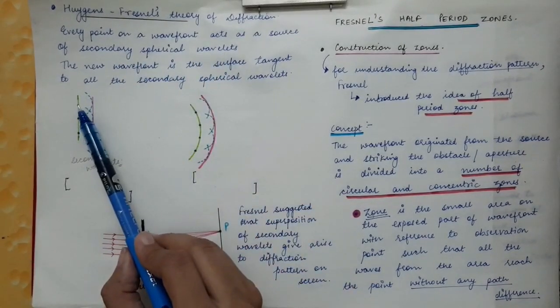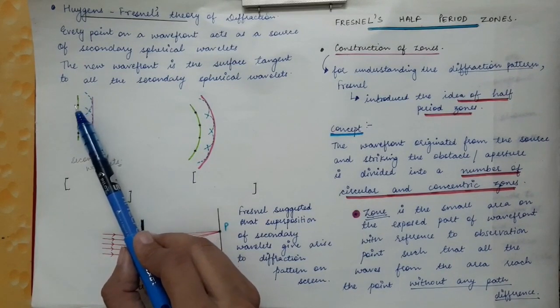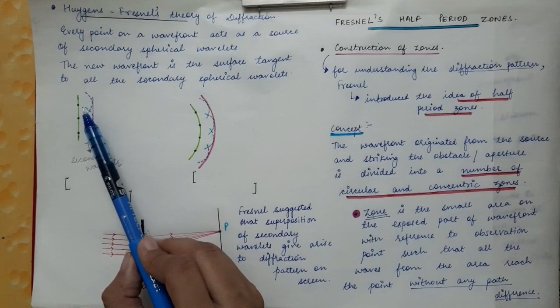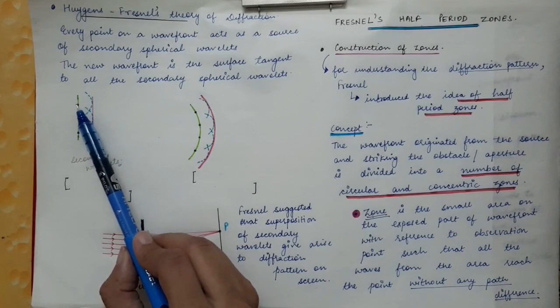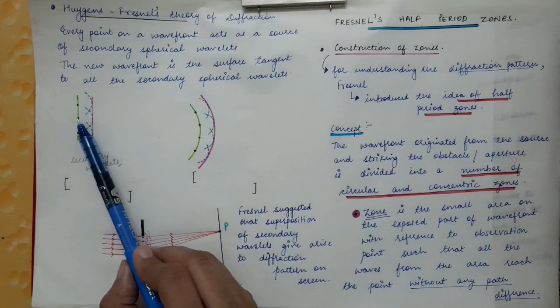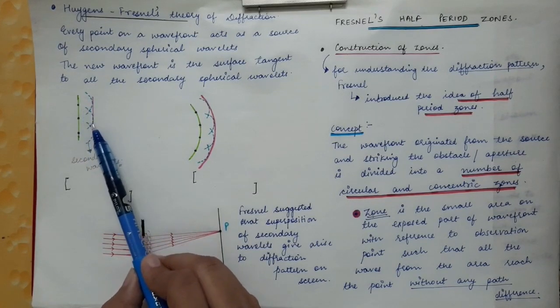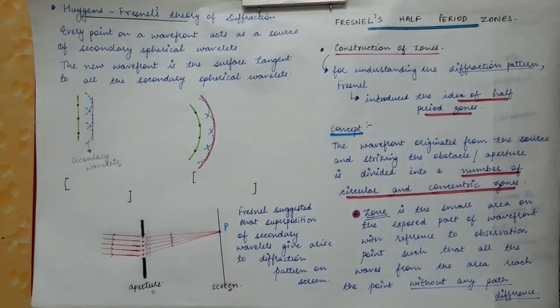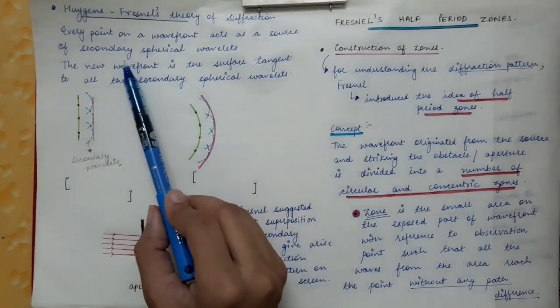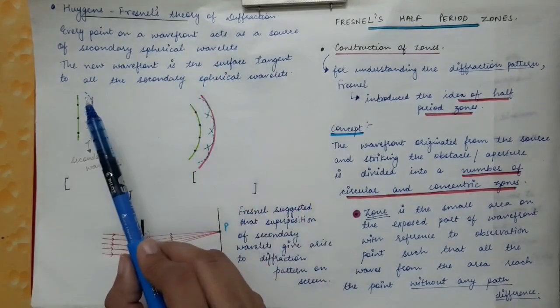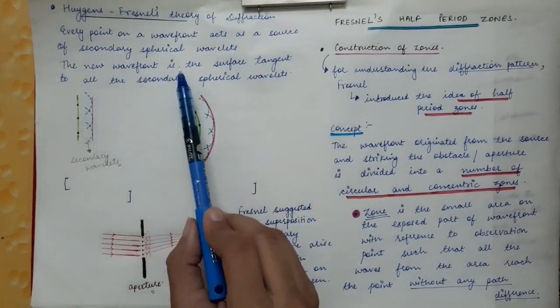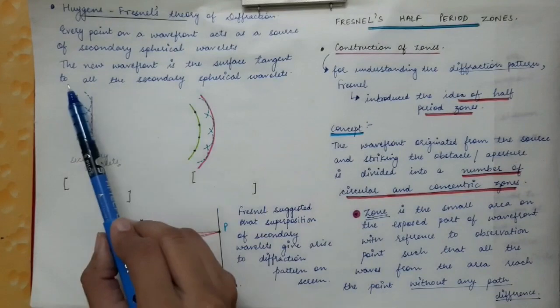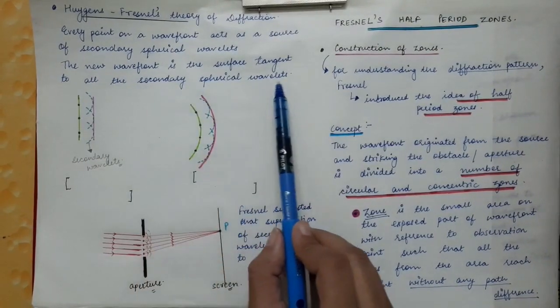So every point on the wavefront will act as a point source, and spherical wavefronts will be emitted in the forward direction by these point sources. Similarly, the second point will also emit the spherical wavefront, and the third point, and so on. All the points on this wavefront will emit spherical secondary wavelets. Now the new wavefront is the surface tangent to all these secondary spherical wavelets.